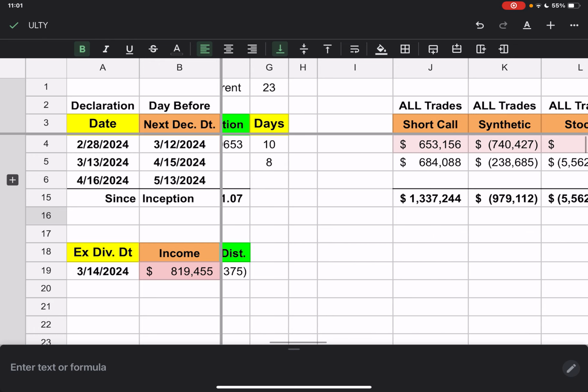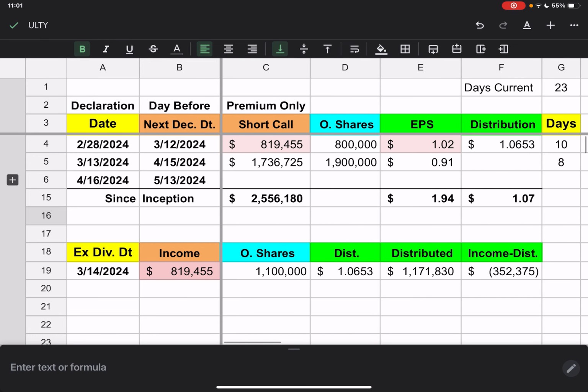So I know this is a long video and there's a lot of information in here, but this should get us one step closer to better analyzing this, and now taking into account only short call premiums, in hopes that that is what we should be using to calculate distributions. But then you can still see what's happening overall with the entire program.